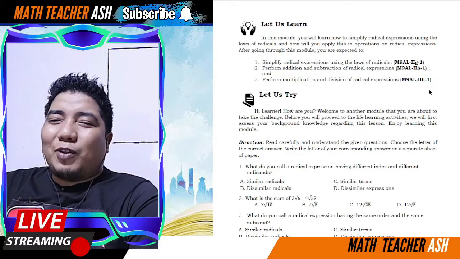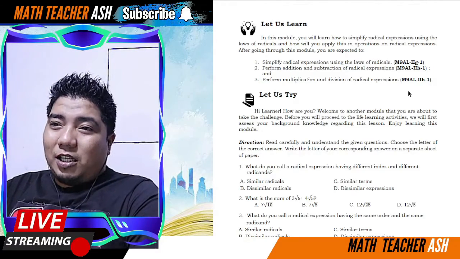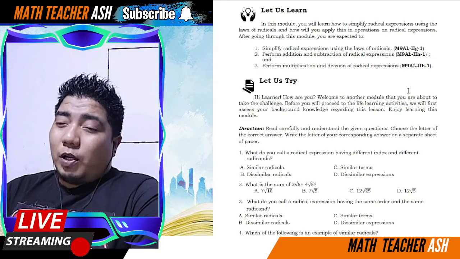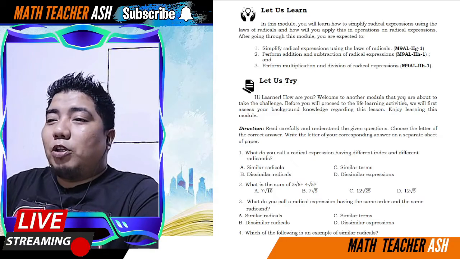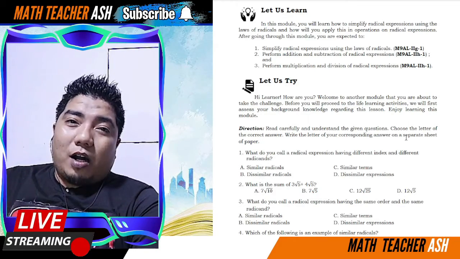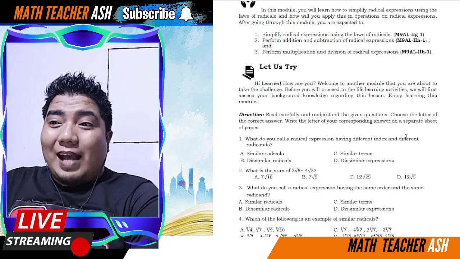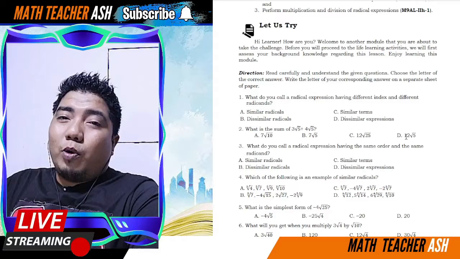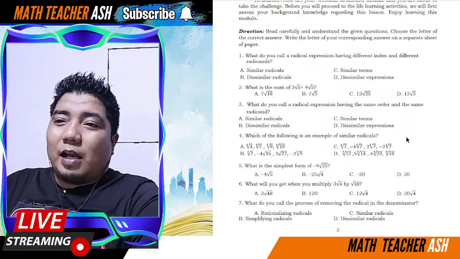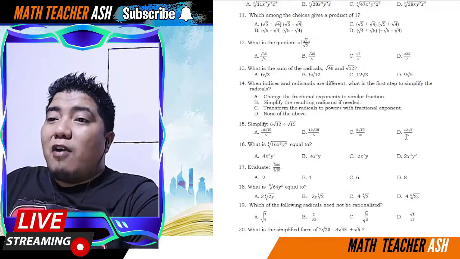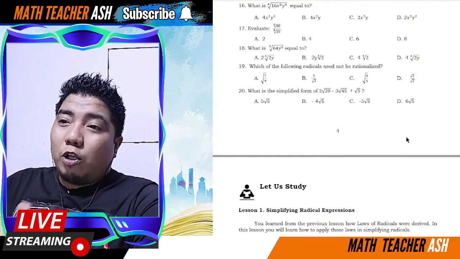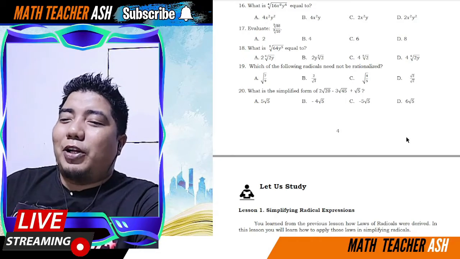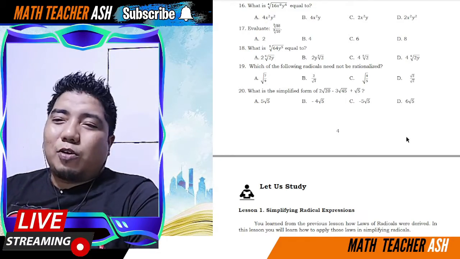Alright. So after this, let us learn, which is the objectives. You have now the activity let us try, and this let us try, as we all know, is a pretest. ABCD lang po ito mga ka-math learners, and you are subjected to answer this, but no pressure because this is just a pretest, just to know whether you have a prior knowledge about this topic. So ano nga ba ito? So these are 20 questions, all in the multiple choice ABCD lang po mga ka-math learner. Okay, so now let us continue.